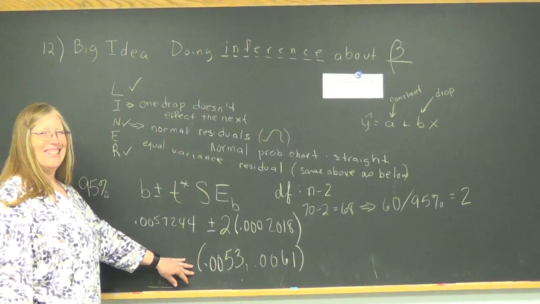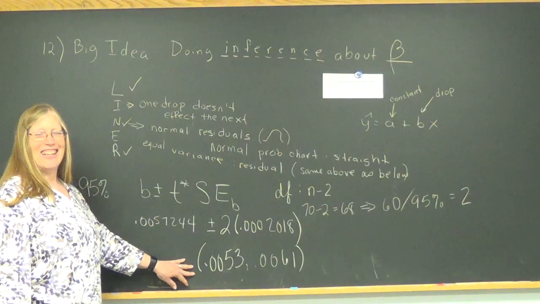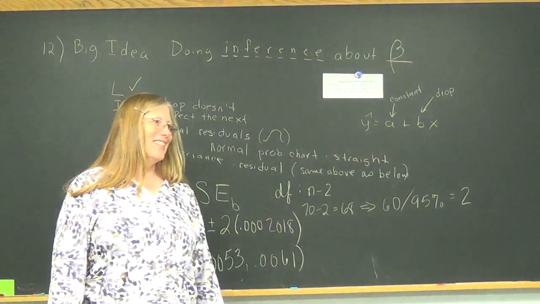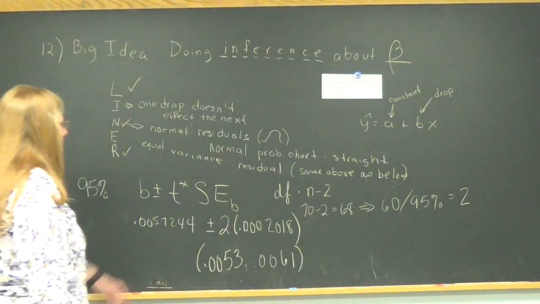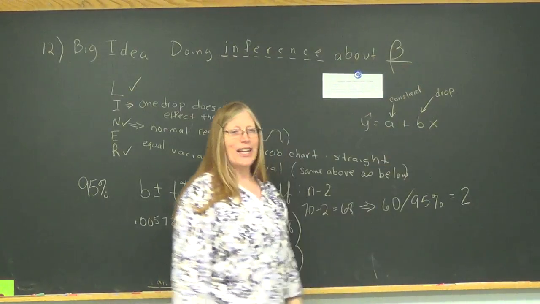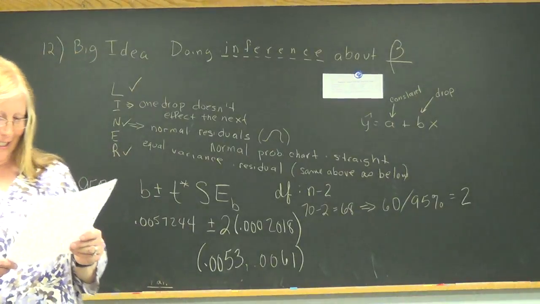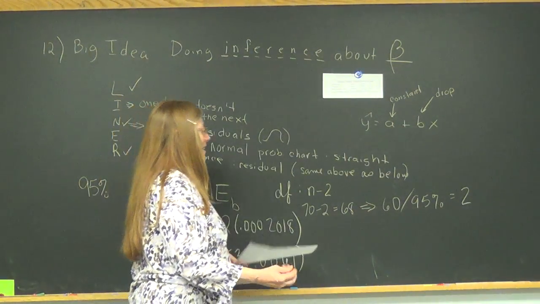The average flight time is between these two numbers? The average drop height? Flight time versus drop height. What are we having inference about? Beta. What's beta? It's not a mean, what is it? We are 95% confident that beta lies between these two intervals.